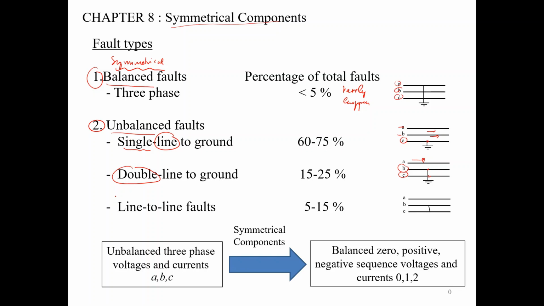The last type of unbalanced fault is line to line. You can see that this is a short circuit between two lines. Line means the current carrying conductor, so this is the short circuit between these two. The percentage of occurrence is the least among unbalanced faults, about 5 to 15%.